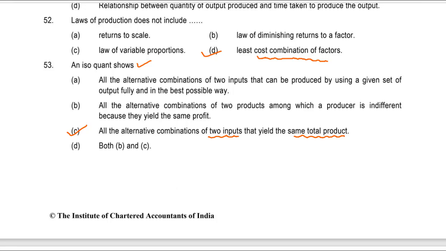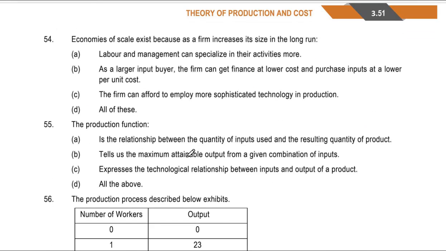Let's go to question number 54 now. Economies of scale exist because as a firm increases its size in the long run, A. Labor or management can specialize in their activities more. B. As a larger input buyer, the firm can get finance at a lower cost and purchase inputs at a lower cost per unit. C. The firm can afford to employ more sophisticated technology of production. Or D. All of these.